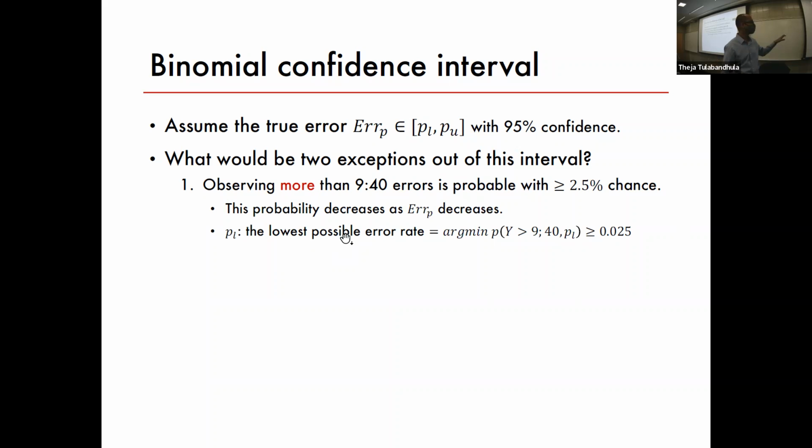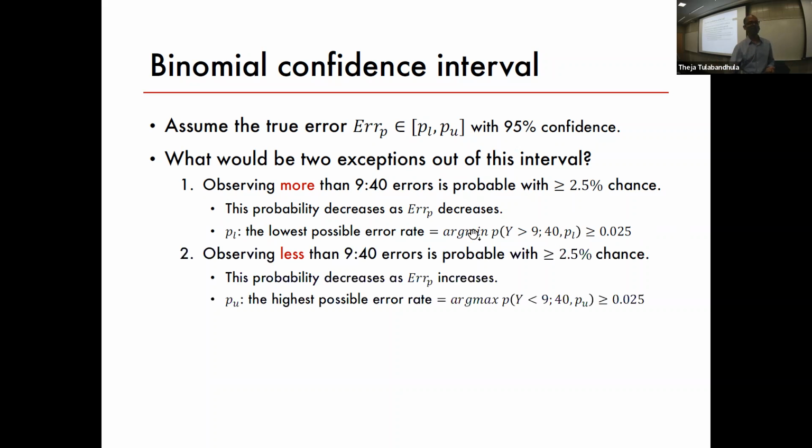So PL is the lower probability error rate, which is a number that you plug in here and ask, what's the probability of observing 9 errors out of 40 observations at PL? If it is greater than 0.025, which is 2.5%, then the smallest value that you can plug in there is the lower bound.